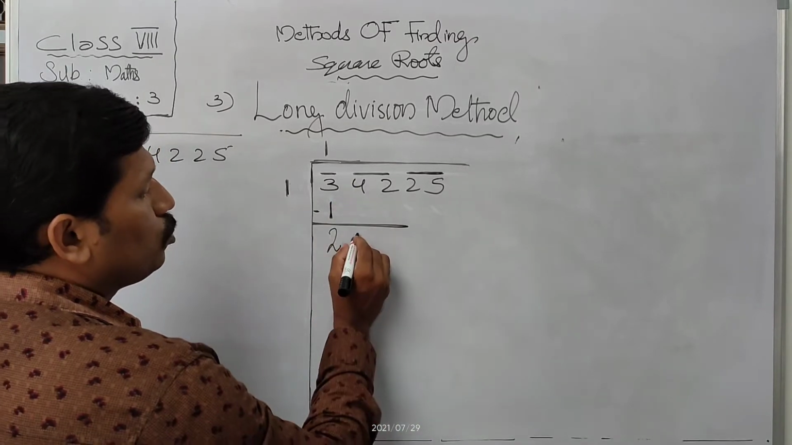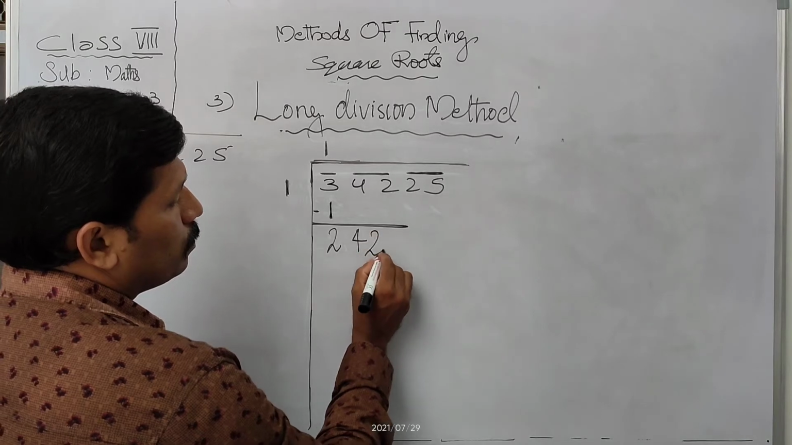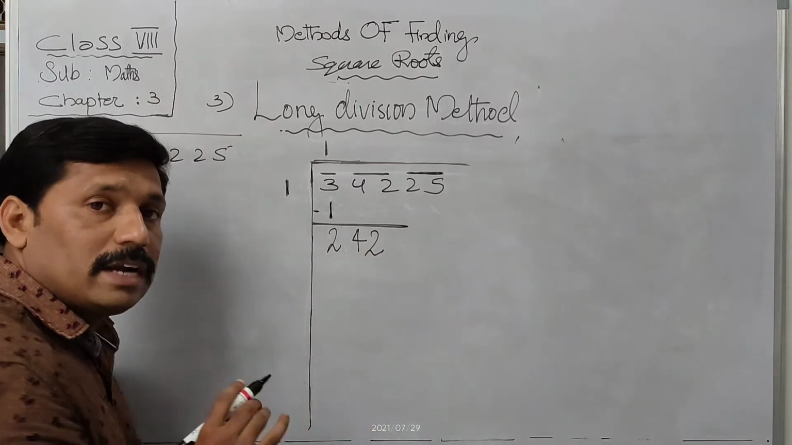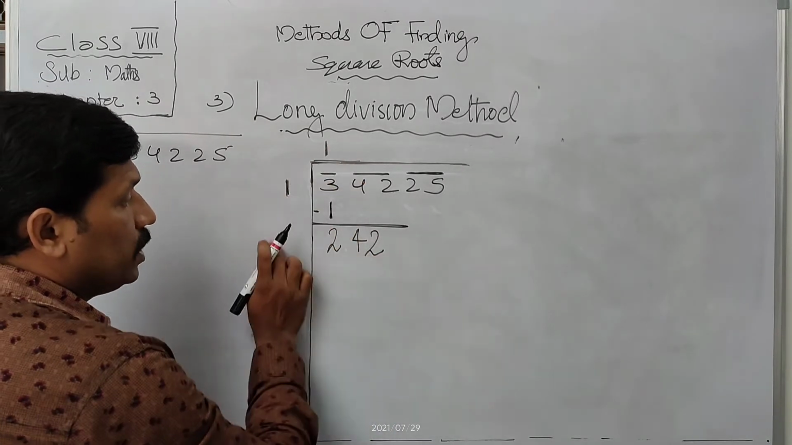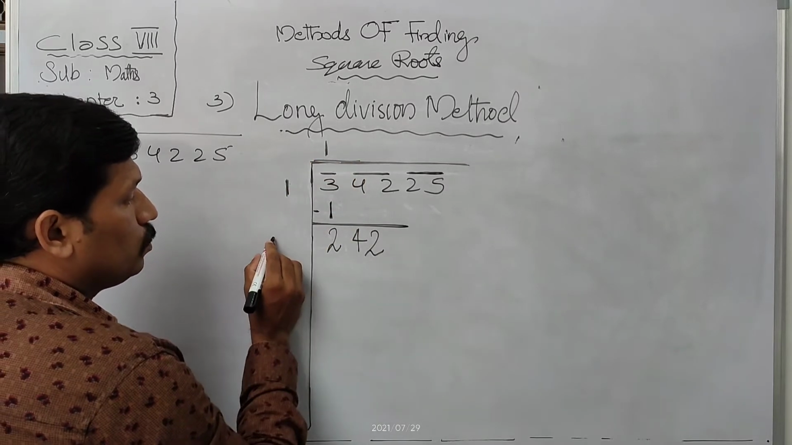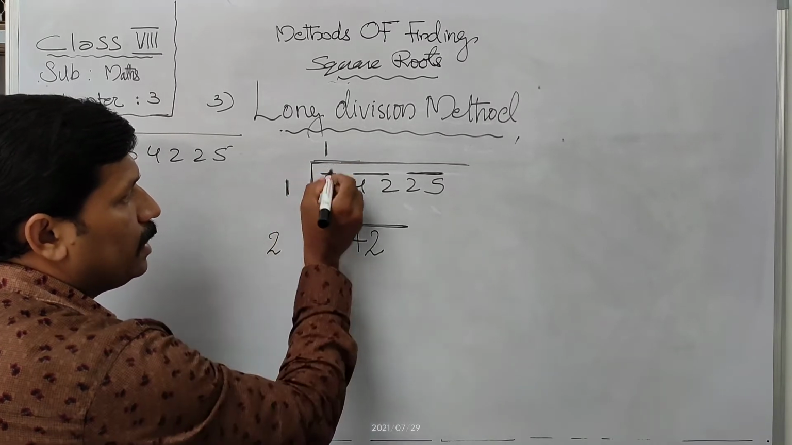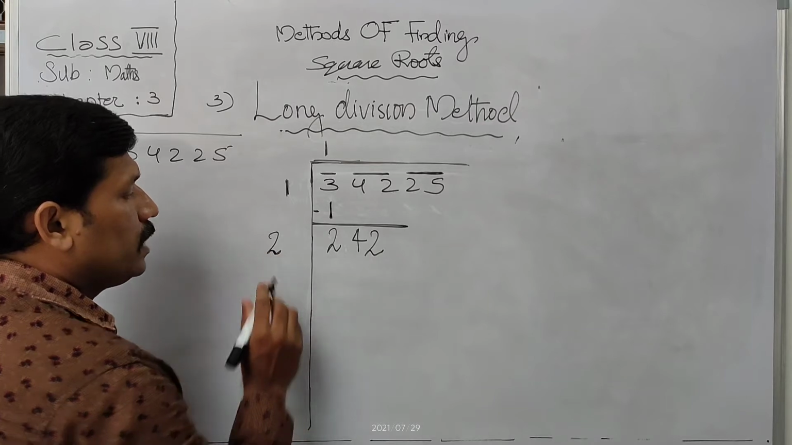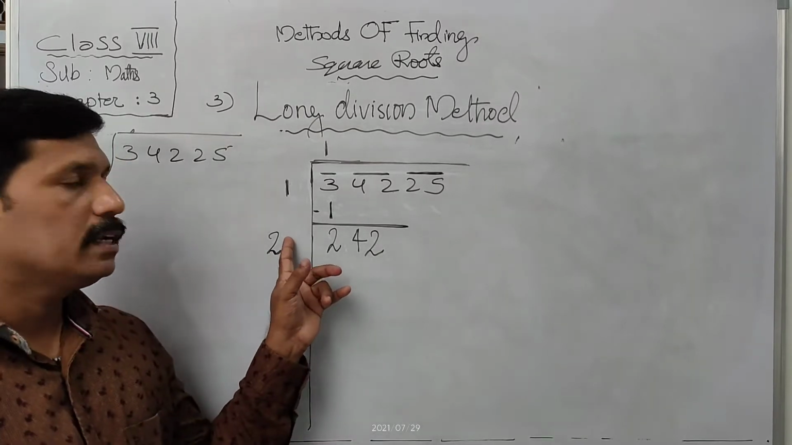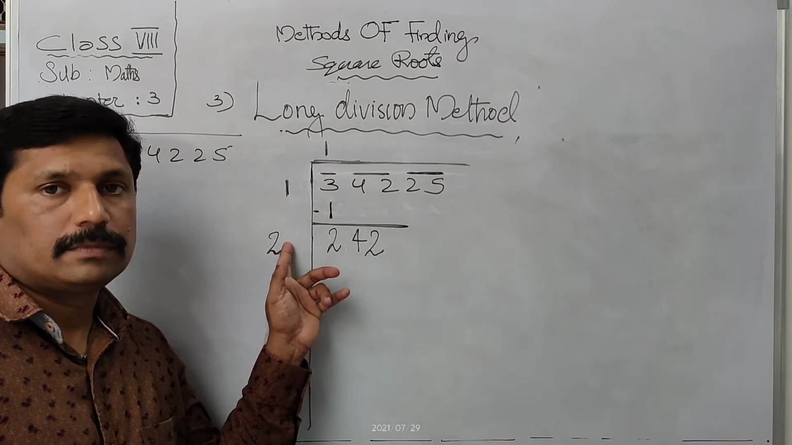Next group is 42. Then what is the next step? Double of the quotient here. Double of 1 means 2. Or we multiply 1 by 2. Then students, here we want to find out a number, a digit.